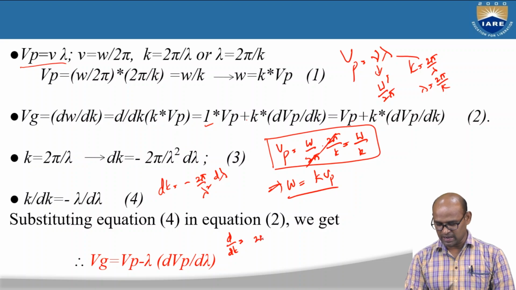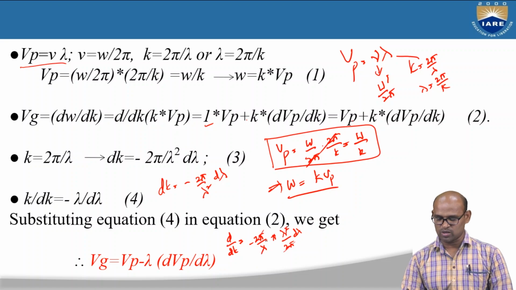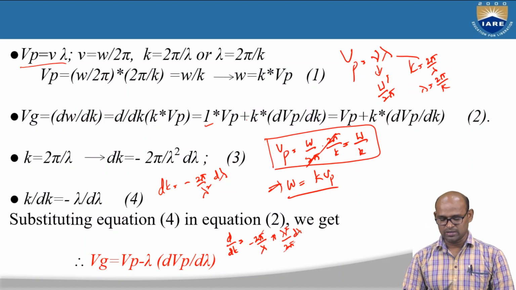k is 2 pi by lambda. And dk will be minus lambda square by 2 pi into d lambda. So lambda will cancel out, 2 pi will cancel out. What we get is minus lambda into d lambda.